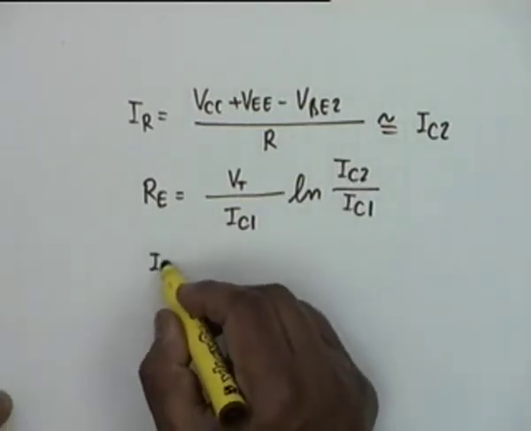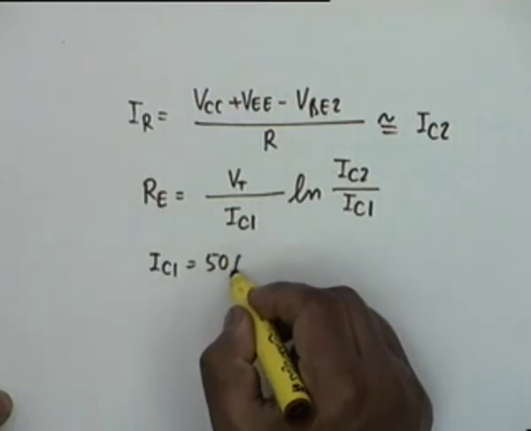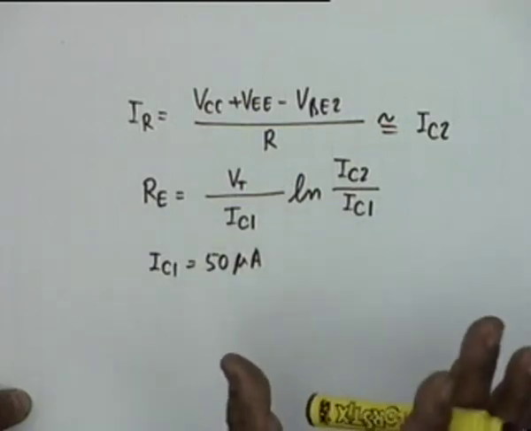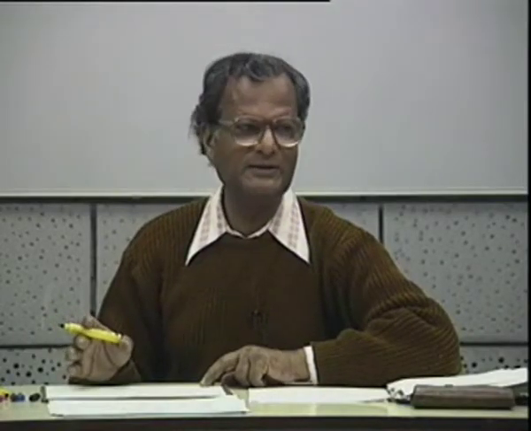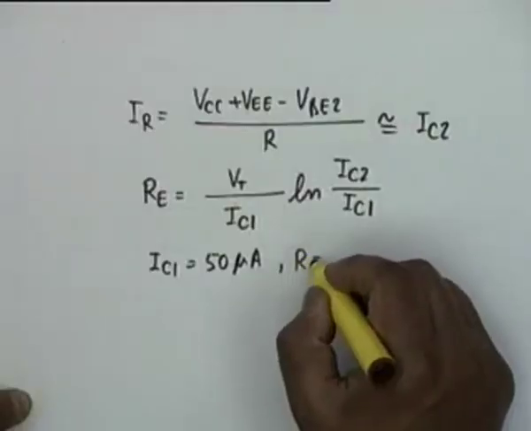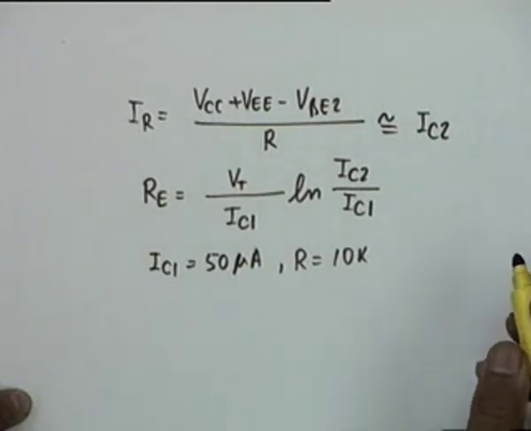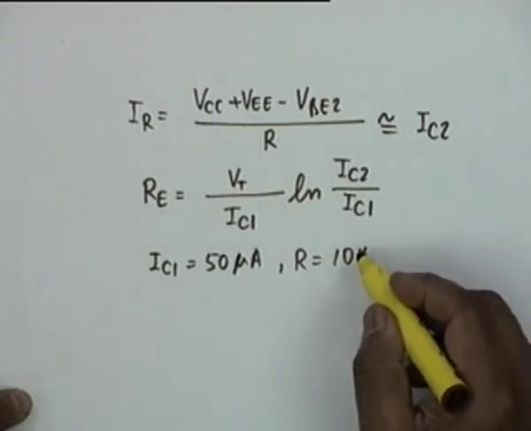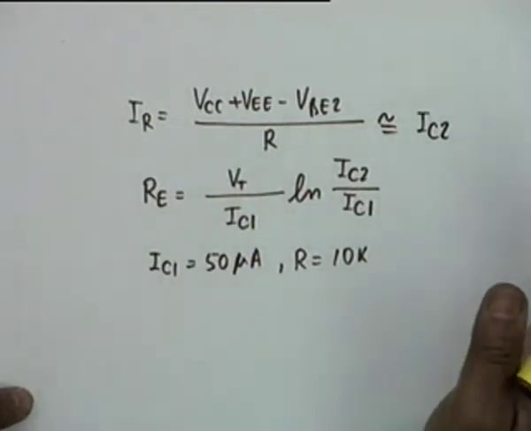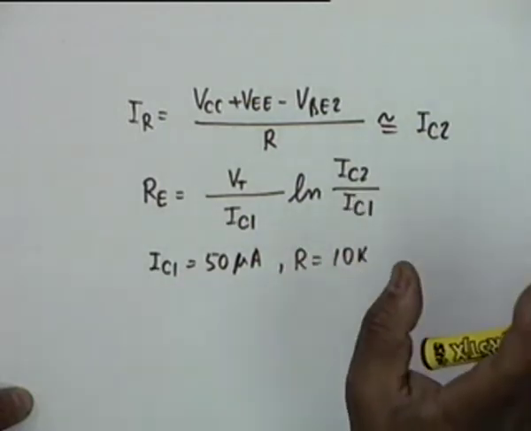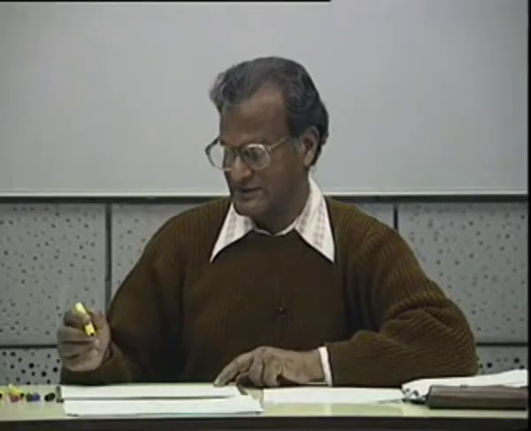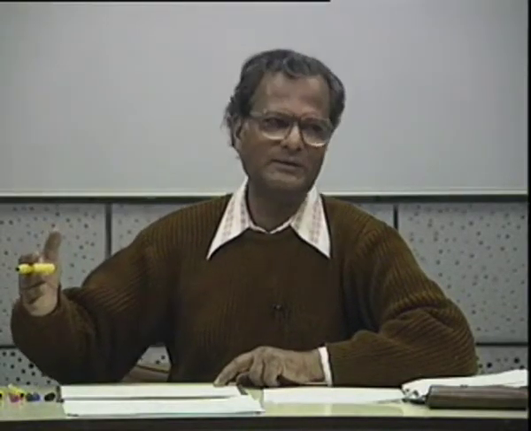Suppose the IC1 we require is 50 microamperes. These are typical values because we want to keep the power dissipation as small as possible. Transistors usually are operated at very low currents. Suppose IC1 is 50 microamperes and R is 10K. This value can be fabricated in IC technology. The highest resistance that can be fabricated is about 50K. 50K is the limit. Don't go beyond it, or you'll make the chip costlier because you'll use more resistance. But 50K is approximately the limit.